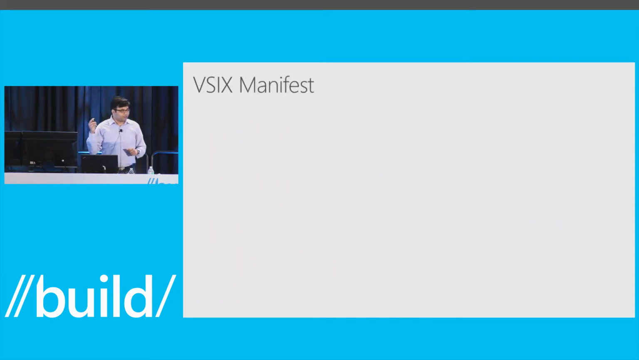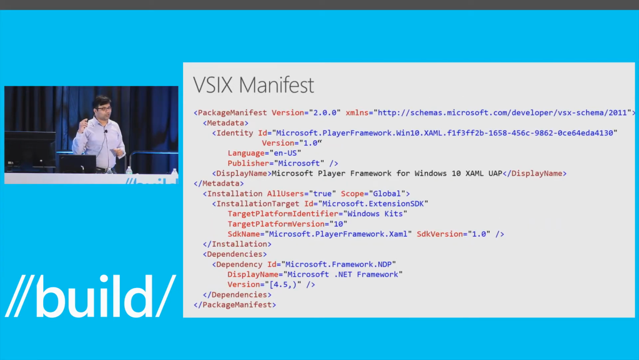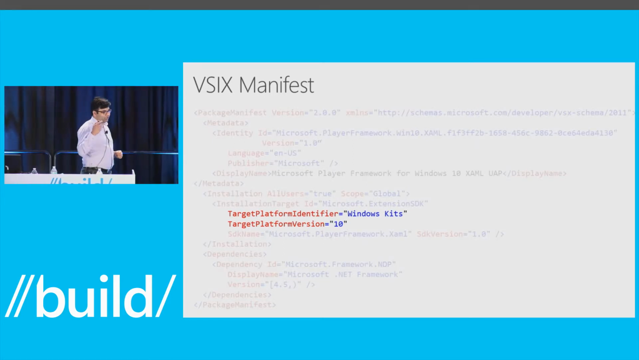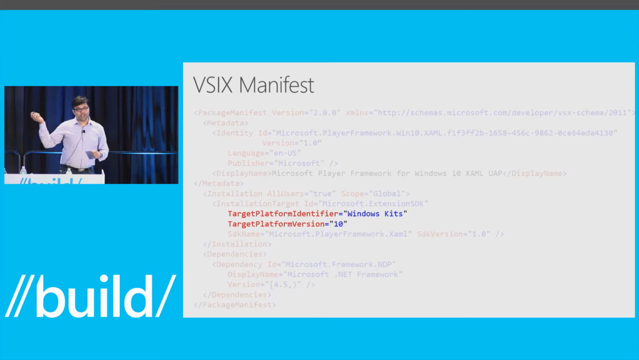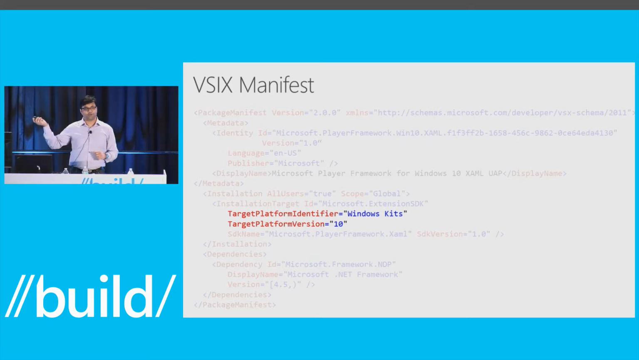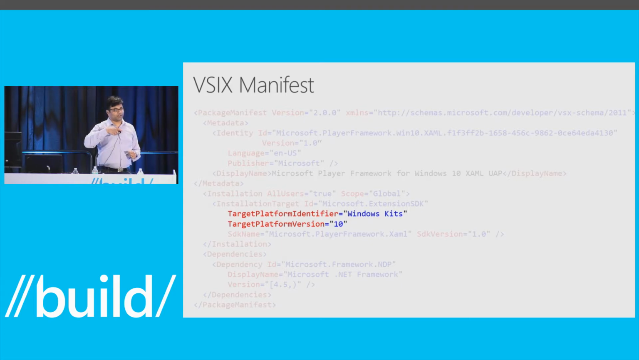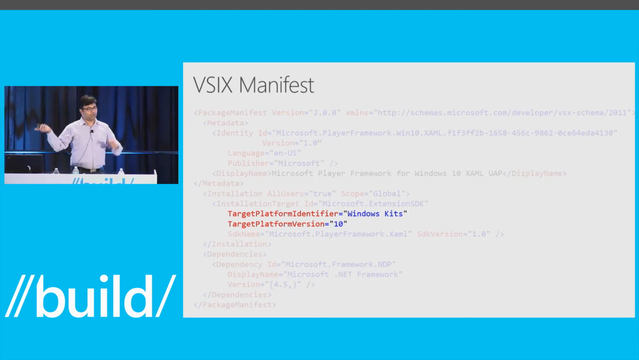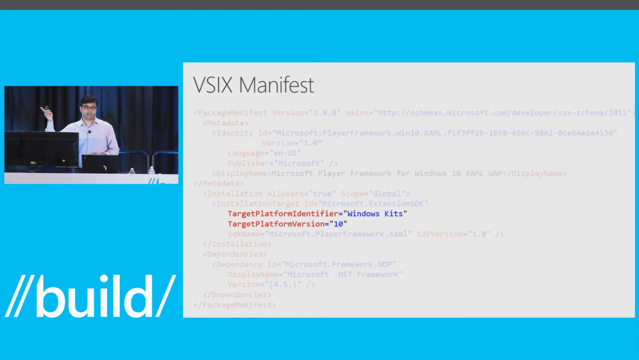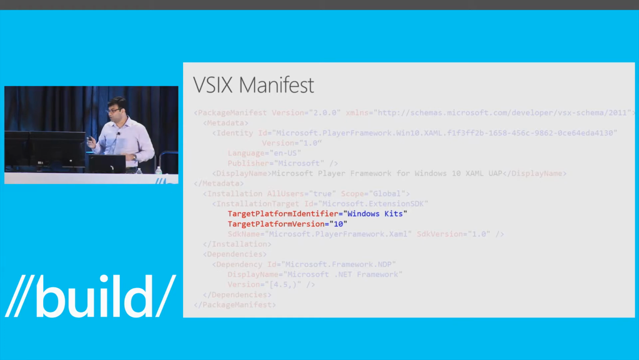This is a small FYI. If you are using the V6 installer to install your extension SDK, then you need to make sure that you specify the target platform identifier and target platform version as Windows Kits and 10, because V6 setup actually uses this property to install the SDKs in the right location. So if you are using V6, make sure these properties are set correctly, else your installation will not work.